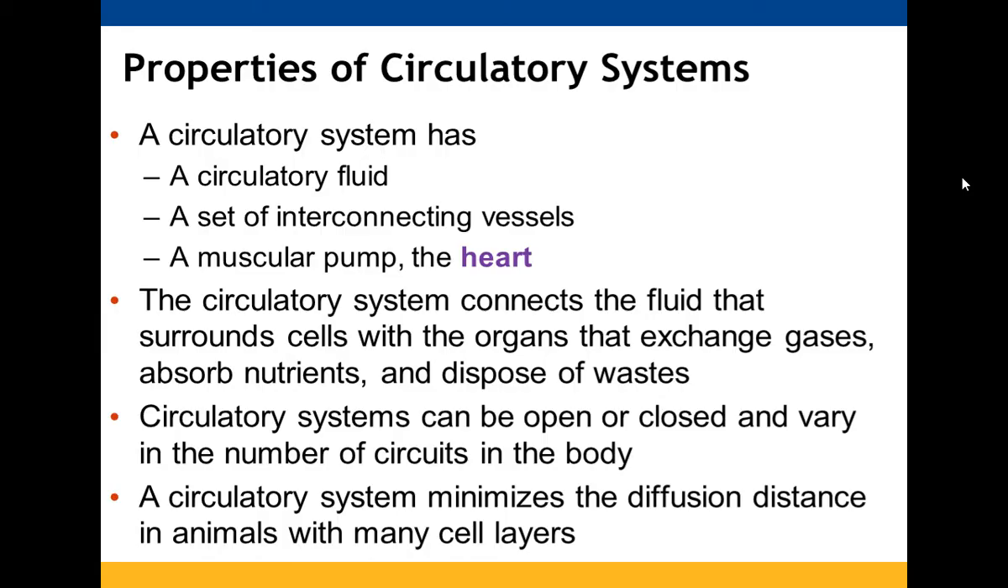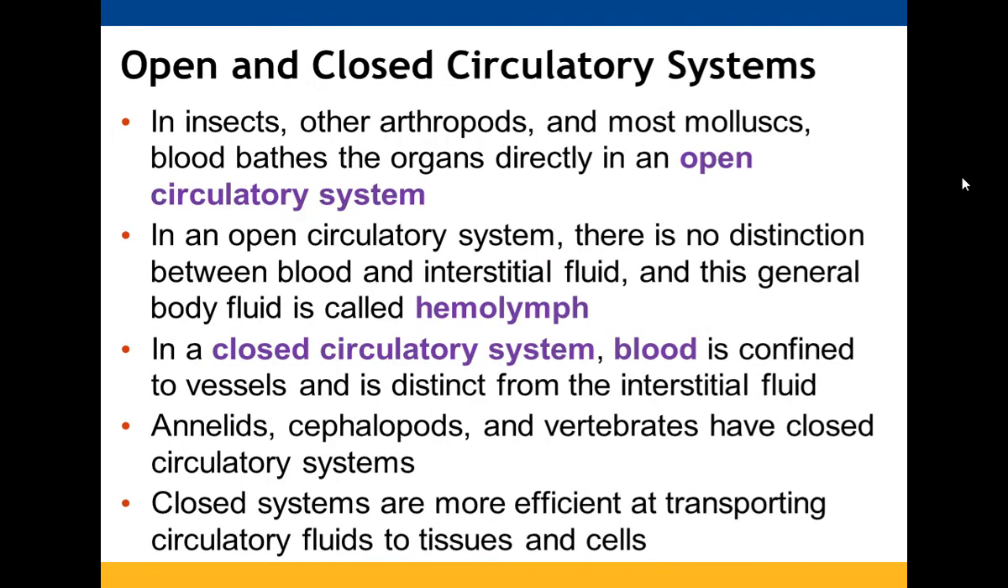You can have both open and closed circulatory systems. You can also vary in what types of circuits and how many circuits you have. But the point behind a circulatory system is to help minimize that diffusion distance.